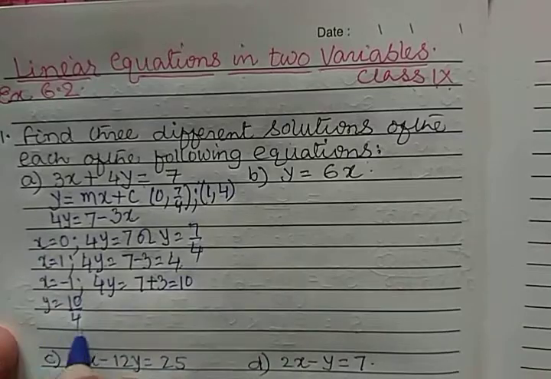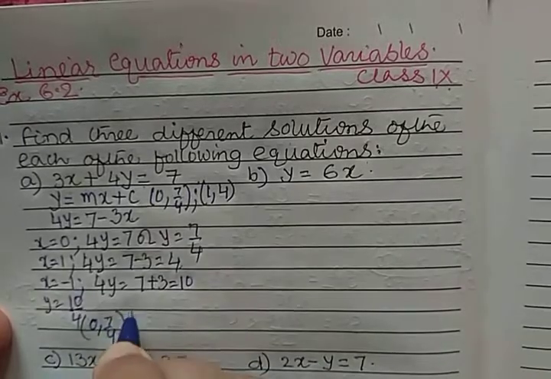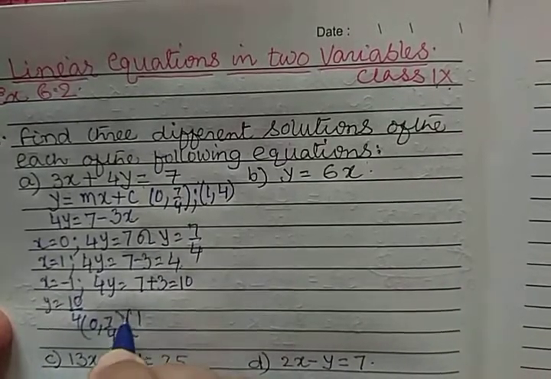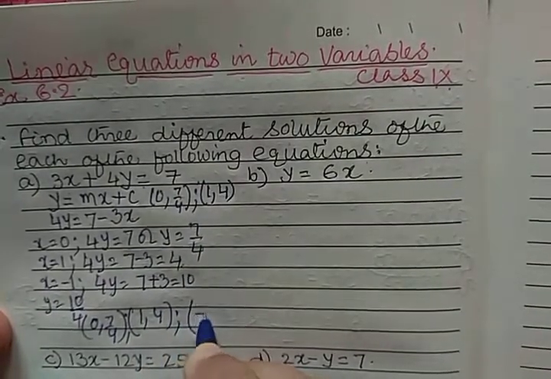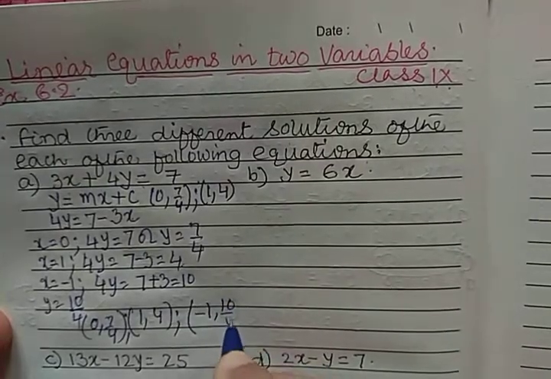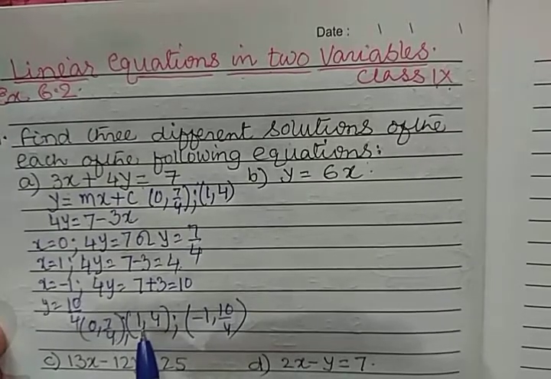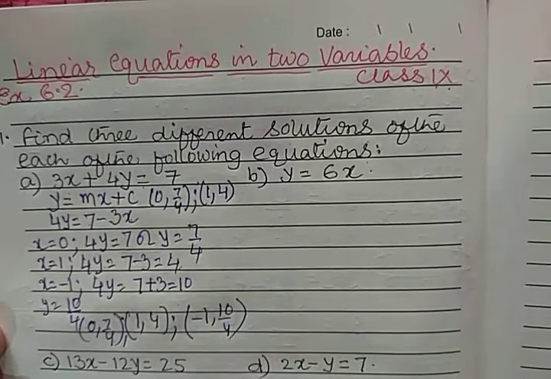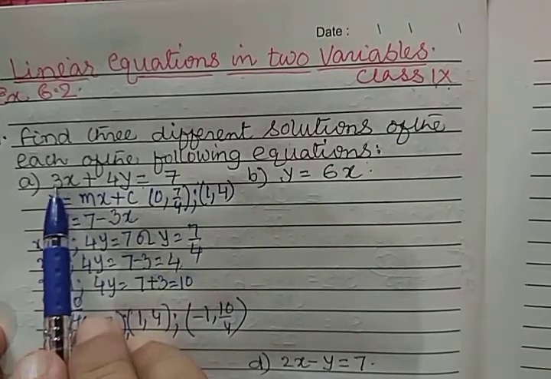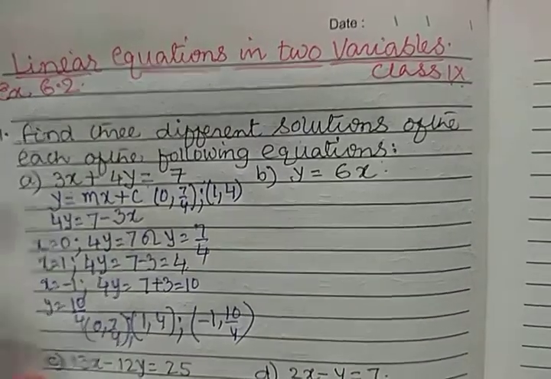So all these three solutions I write here. 0, 7 by 4; 1, 4; next minus 1, 10 by 4. These three are solutions of this equation 3x plus 4y is equal to 7.